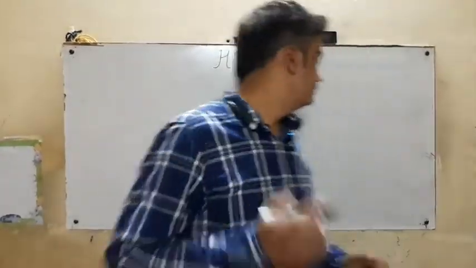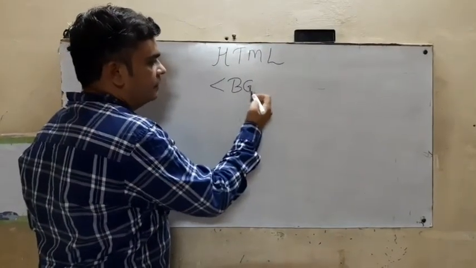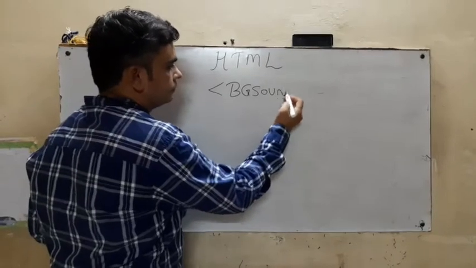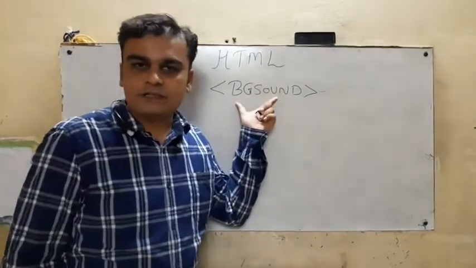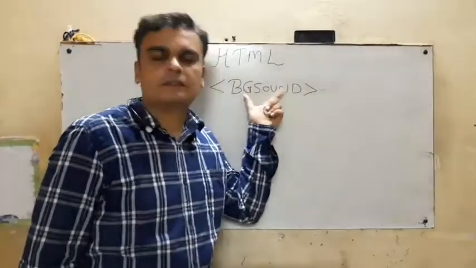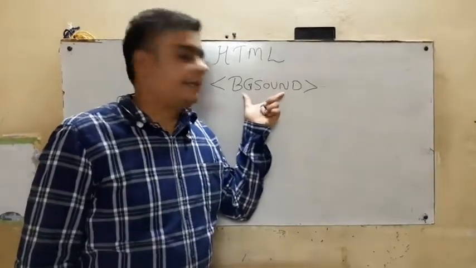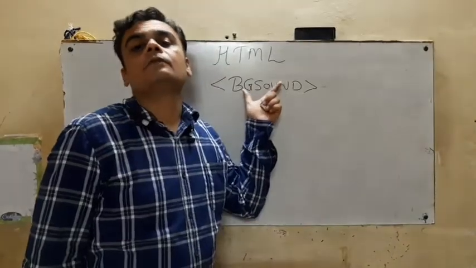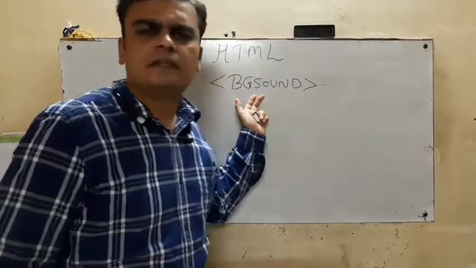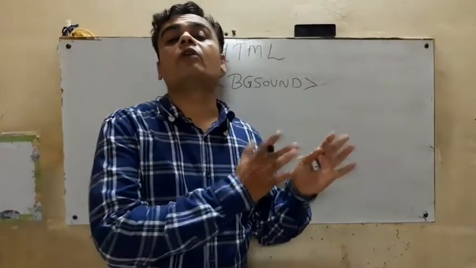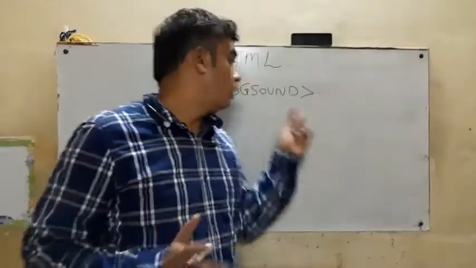So first of all we are going to see the BGSOUND tag. As we know, HTML is not a case sensitive language, so we can use capital letters, small letters, or a combination of both. The BGSOUND tag is used to insert a background sound in our web page. It supports different audio file formats, and the most popular format is MP3. So how can we insert it?